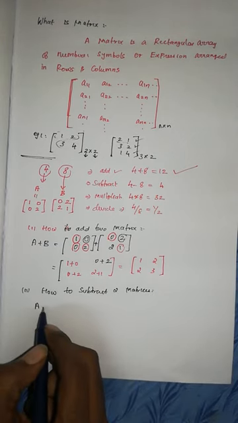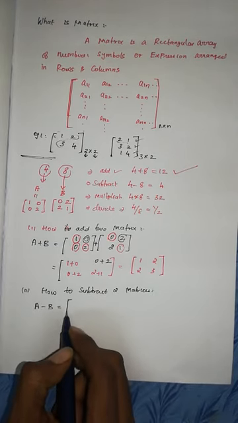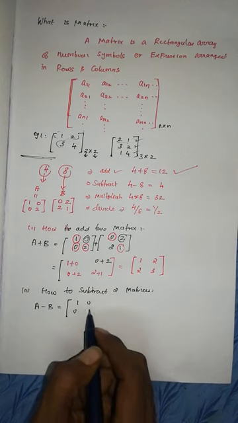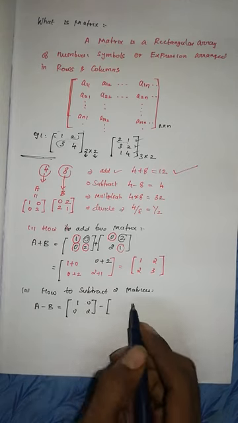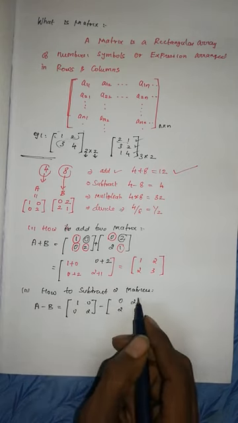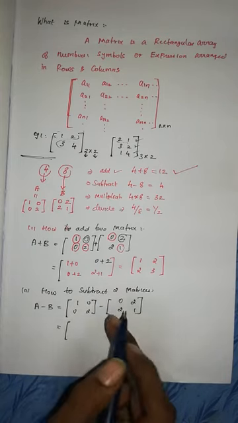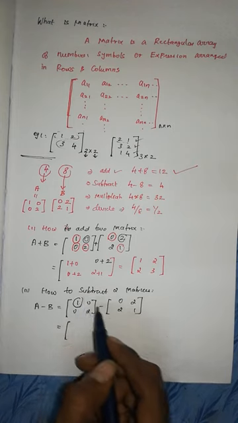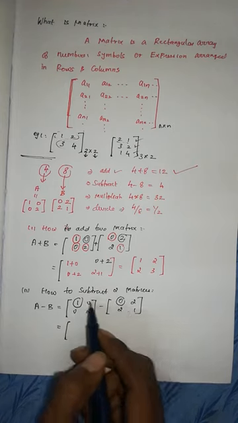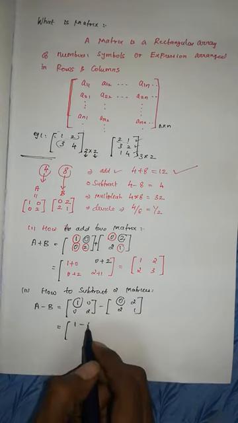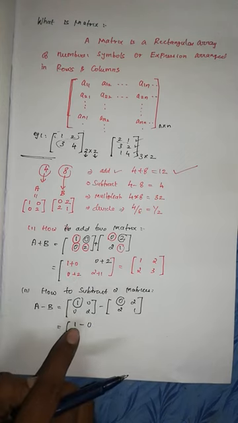Now A minus B, where A matrix is 1 0 0 2 minus B matrix is 0 2 2 1. And again I am going to perform the same as I did in the addition of two matrices, which is first row first column in the corresponding matrices, which is 1 minus 0. So instead of plus I am going to put minus here.